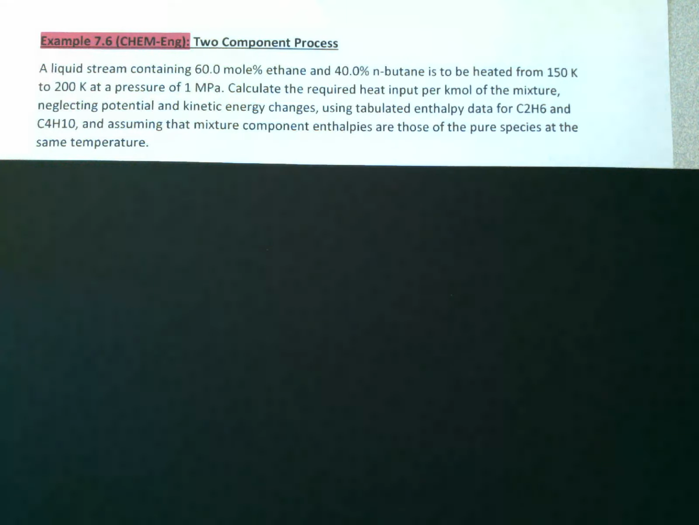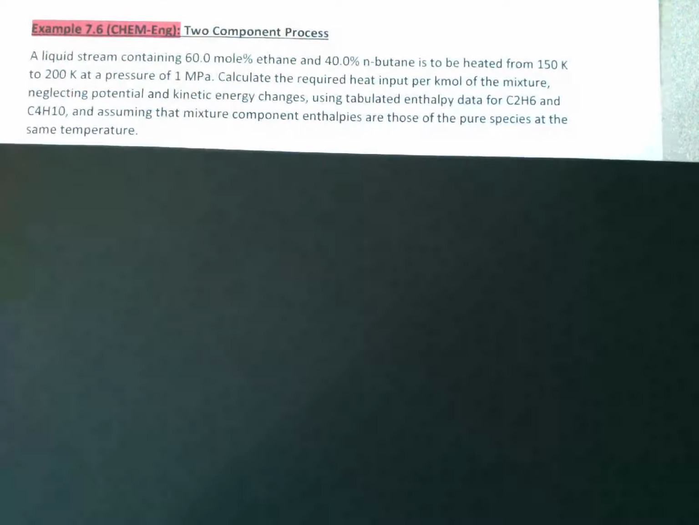And what we want to do is calculate the heat input that's required per kilomole of the mixture, neglecting potential and kinetic energy changes, using what we call tabulated enthalpy data for the two components, and assuming that the mixture component enthalpies are those of the pure species. So, tabulated enthalpy data is sometimes, depending on the semester, something we have you look up. Sometimes we just give it to you depending on where we're at in the semester.